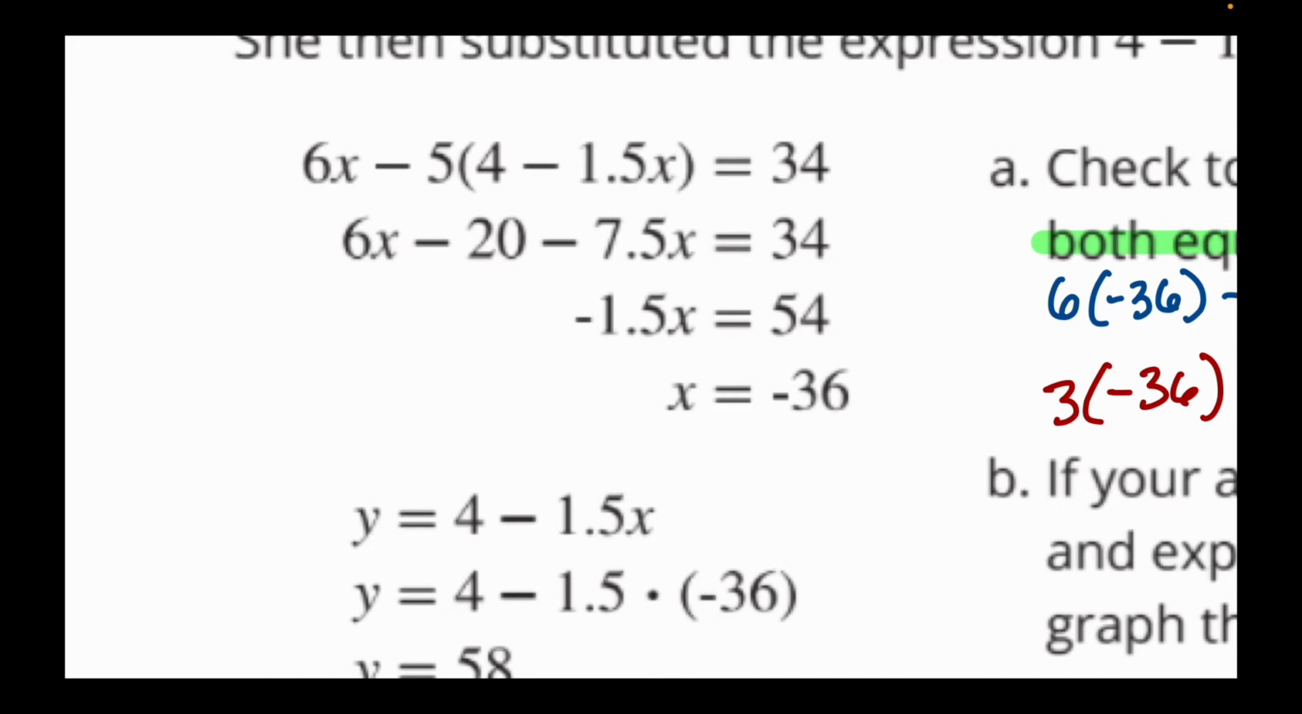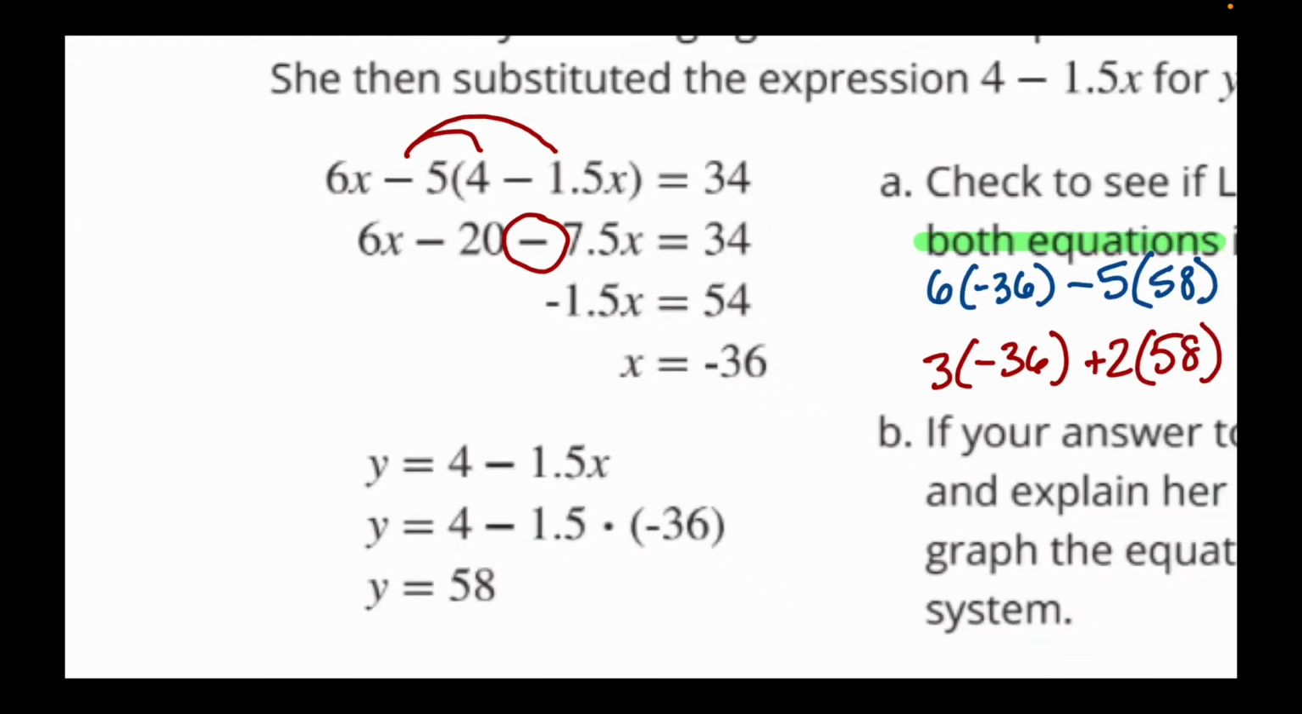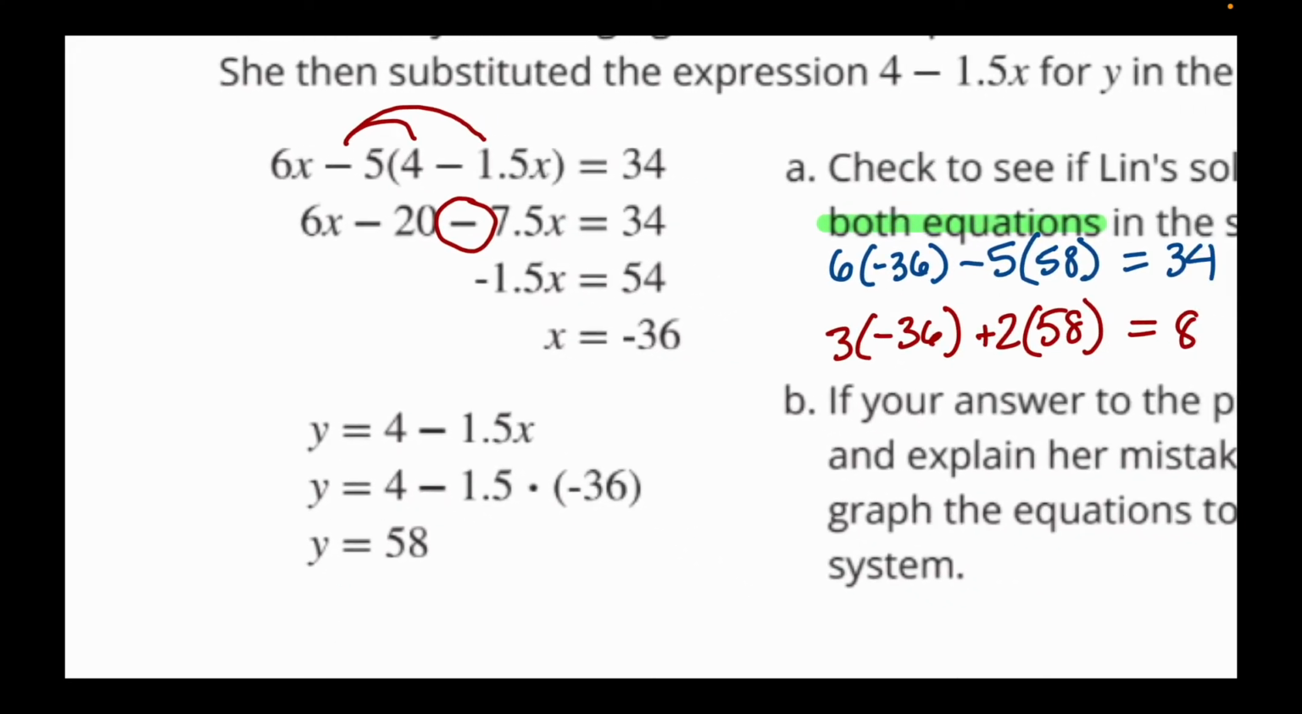So first thing that Lynn is doing is distributing. And I see it. Okay. So if Lynn is distributing here, we get negative 20, but then I have negative 5 times negative 1.5. This negative sign should be a positive. So this should be plus 7.5x. Because the numbers are right, but a negative times a negative is going to make a positive, and that's not what Lynn has.